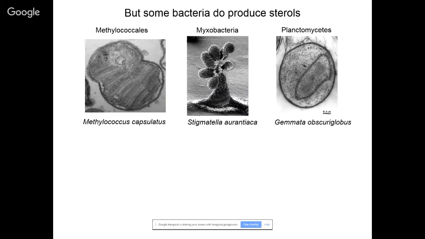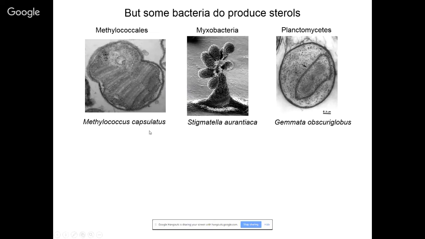It's not strictly restricted to eukaryotes. And so this really caught my attention because I love bacteria. What I found was really interesting: at the time when I first started this project, it was known that about 3 different groups of bacteria and a total of like 6 strains actually produce sterols. So not a lot at all.